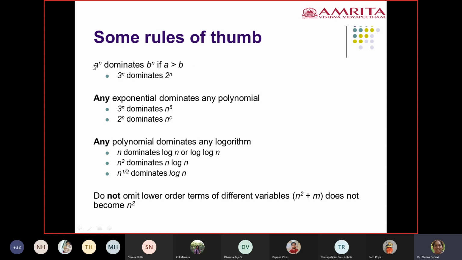So what is common here? Because n is common here. Because if a is greater than b, obviously a to the power n will be greater than b to the power of n. For example, 3 to the power n will dominate 2 to the power of n.